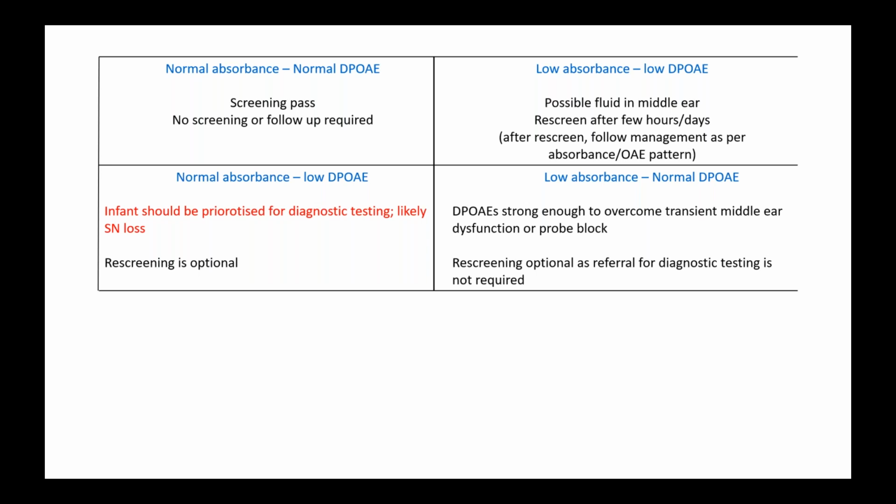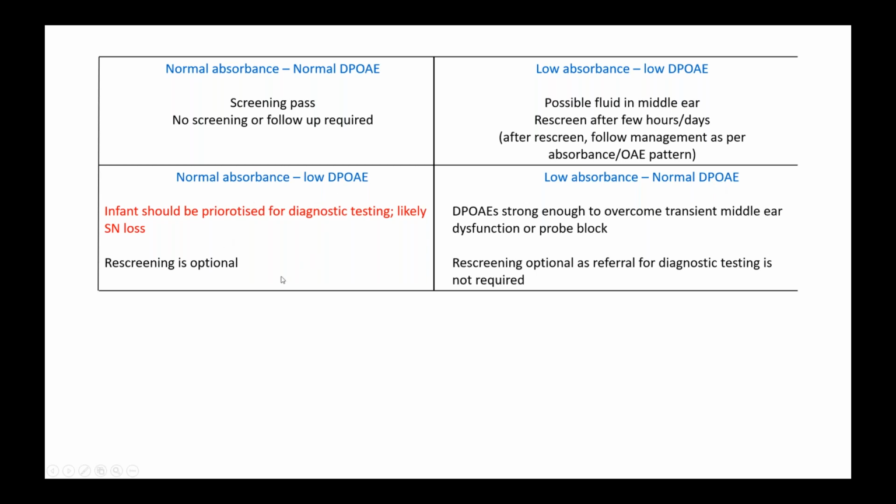And if they pass the OAE but have reduced absorbance, it's probably because the probe could be blocked, or there's a slight effusion, but the OAE is able to overcome that and you do get a normal OAE. Again, there's no need to rescreen because the infant has passed the OAE.